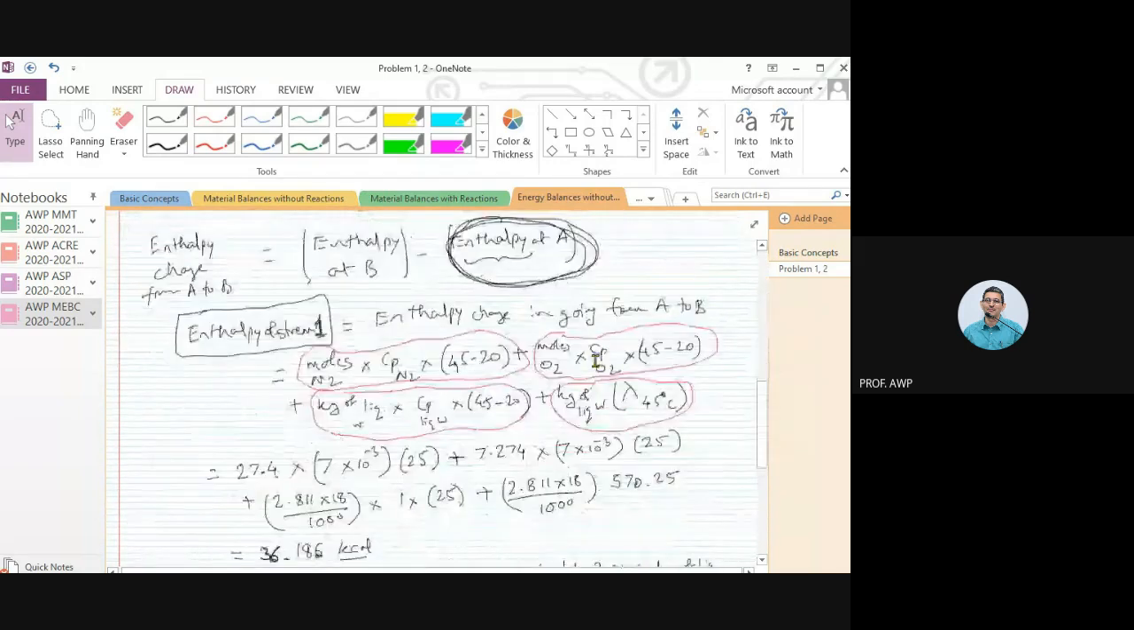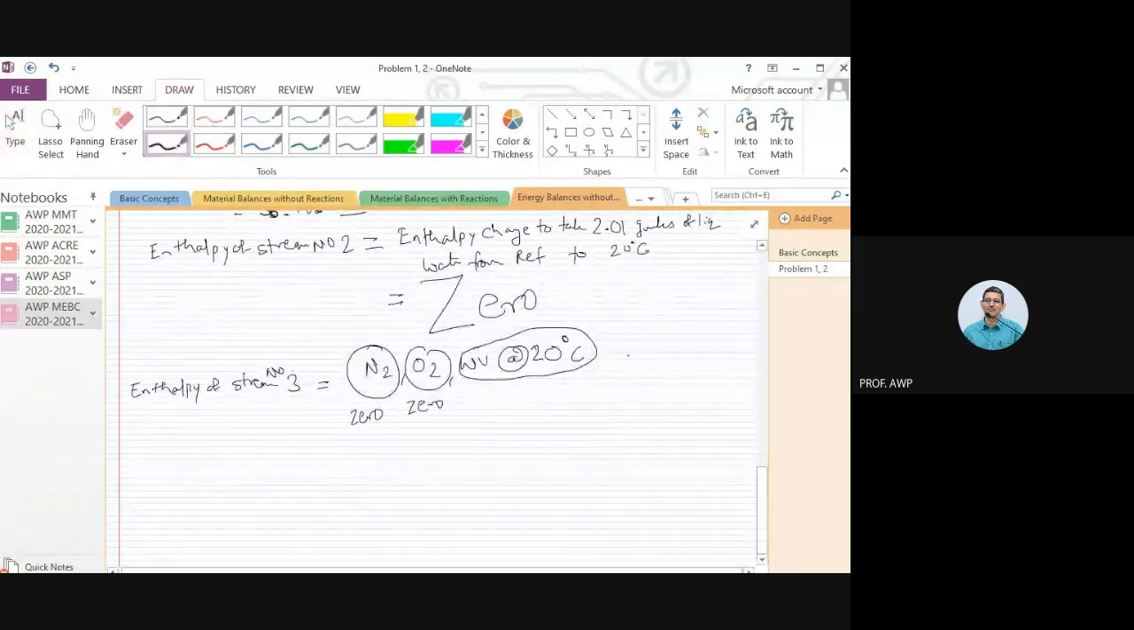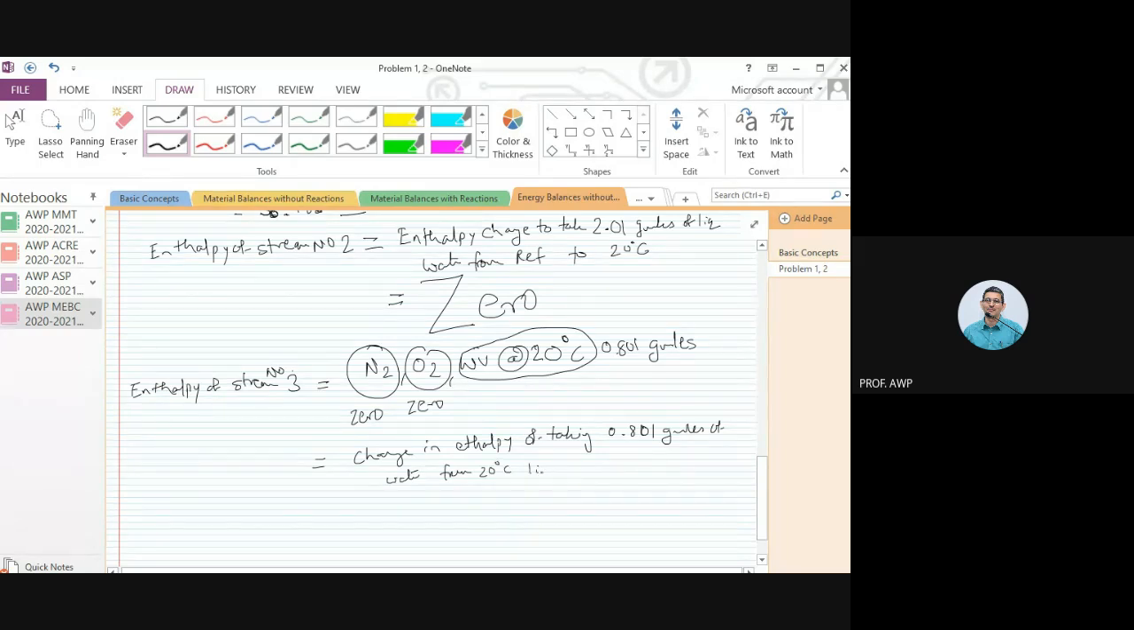Right? And water vapor we have 0.801 gram moles. So enthalpy of stream number 3 would just be the change in enthalpy of taking 0.801 gram moles of water from 20 degrees centigrade in the liquid state to vapor state. Do you agree with this?